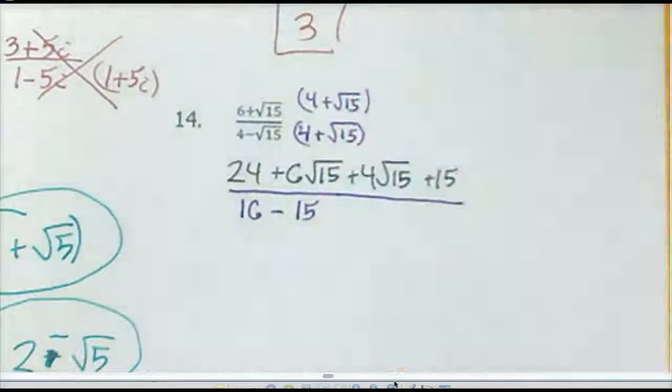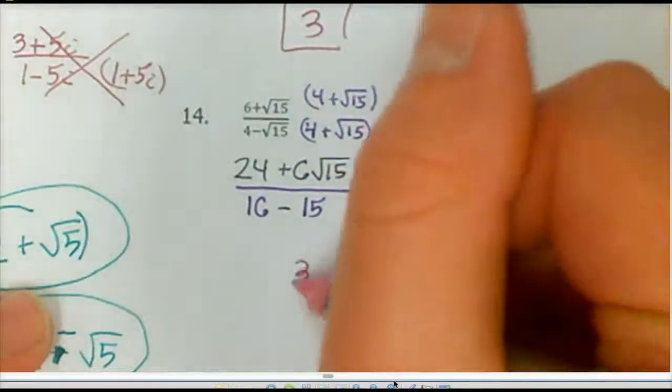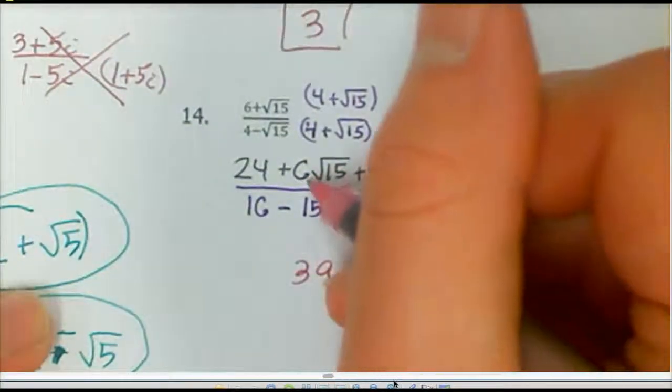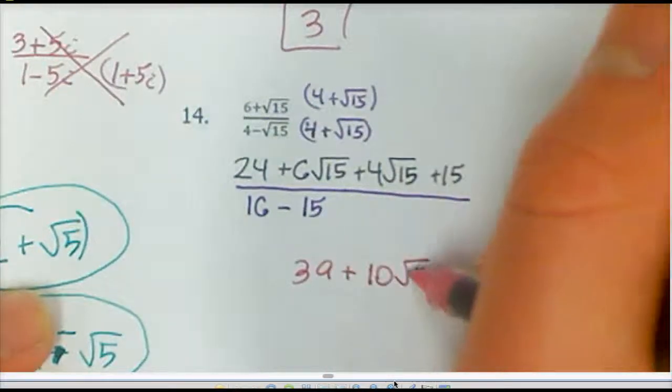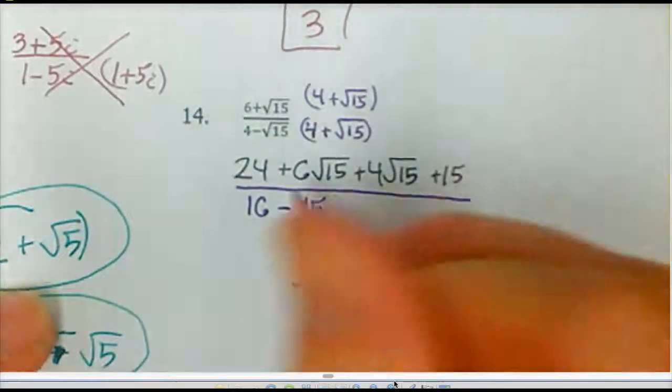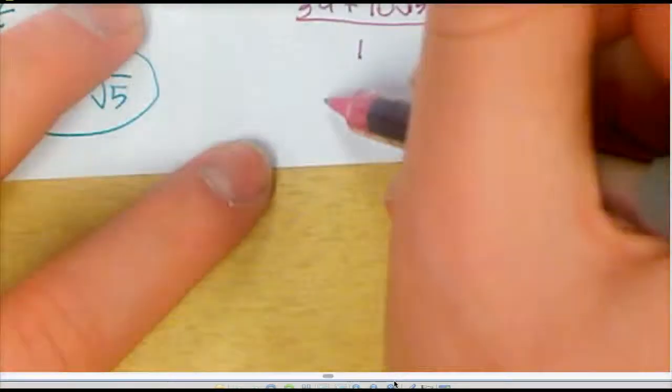So do some simplifying. 24 plus 15, we get a 39 on the top, and then 6 radical 15 plus 4 radical 15 is 10 radical 15. All over, 16 minus 15 is 1. So your final answer to this would be 39 plus 10 radical 15.